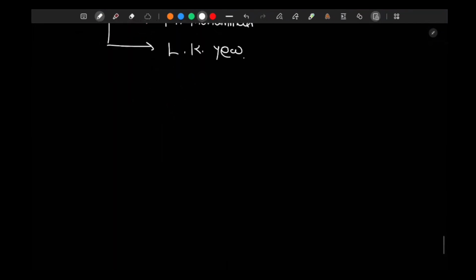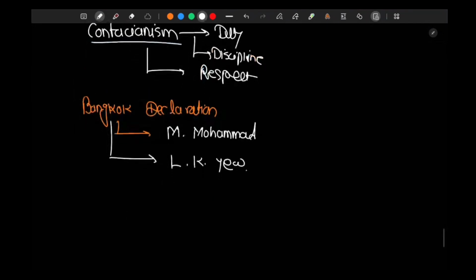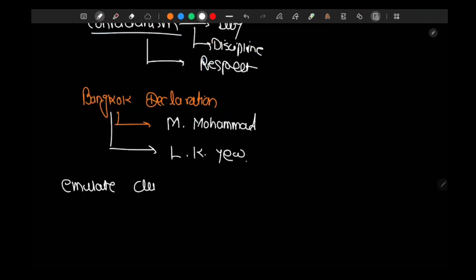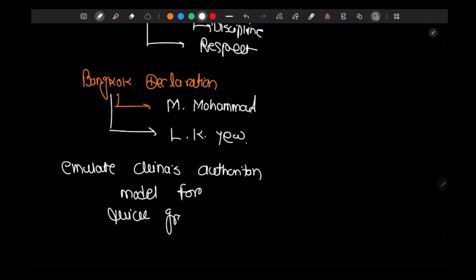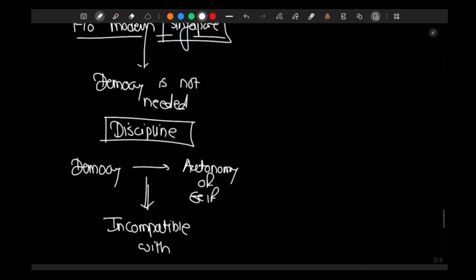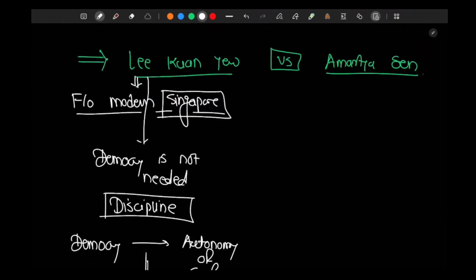They both think democracy will not lead us anywhere, and they both say what we should do is emulate China's authoritarian model for quick growth. So they are fanboys of the Chinese model. They don't think the Indian model will lead to development. They think the Indian model will lead to red tape and slowing of development. So what Lee Kuan Yew basically wants to say is that democracy is not suitable in the Asian socio-economic context, and is not really needed in Asia.